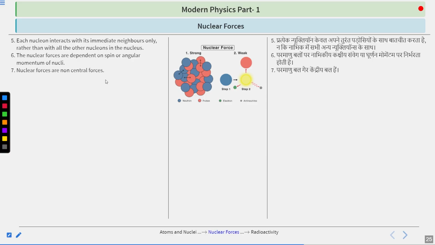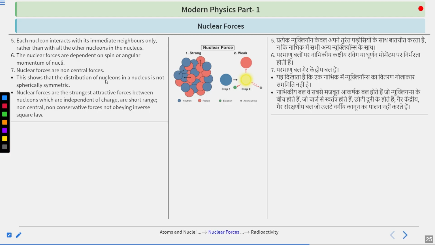Nuclear forces are also non-central forces. This shows that the distribution of nucleons in a nucleus is not spherically symmetric as we generally conceive. Nuclear forces are the strongest attractive forces between the nucleons, which are independent of charge, but these are short range. These are also non-central. These are also non-conservative, and they do not obey the inverse square law.